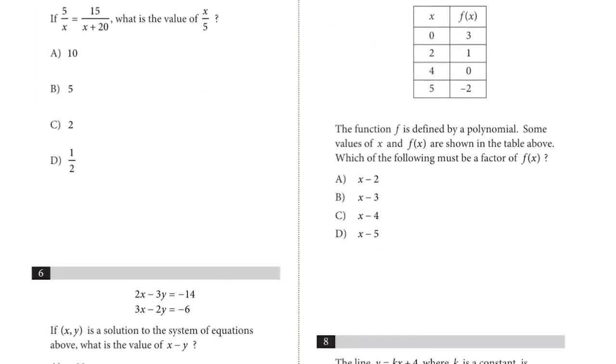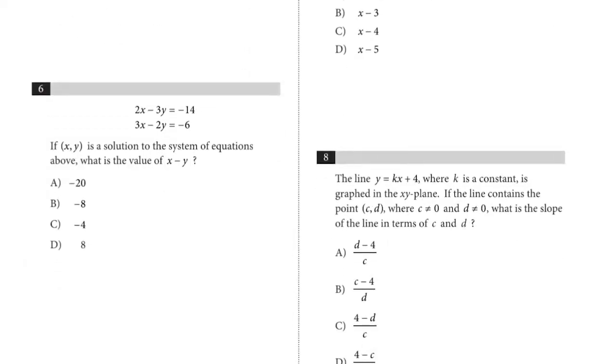5. If 5 over x equals 15 over x plus 20, what is the value of x over 5? Now we can cross multiply and get 15x equals 5x plus 100. Subtracting 5x from each side, we get 10x is equal to 100 here. That means x is equal to 10, and then subbing that back into x over 5, we get 10 over 5. So the answer is C, number 2.